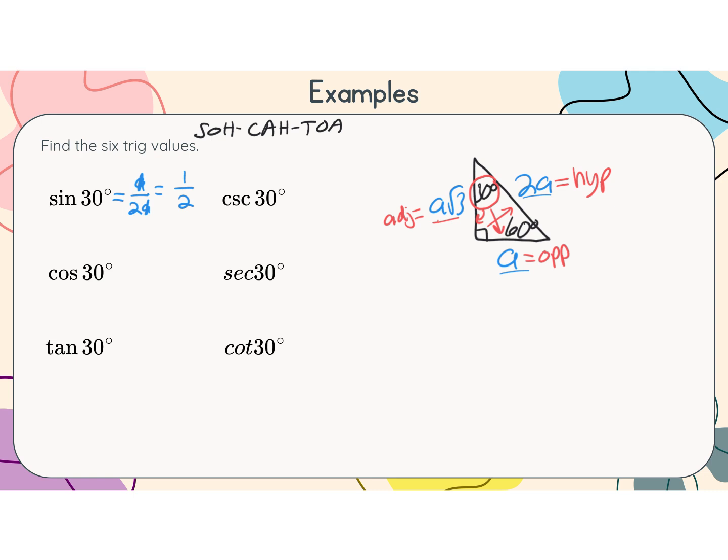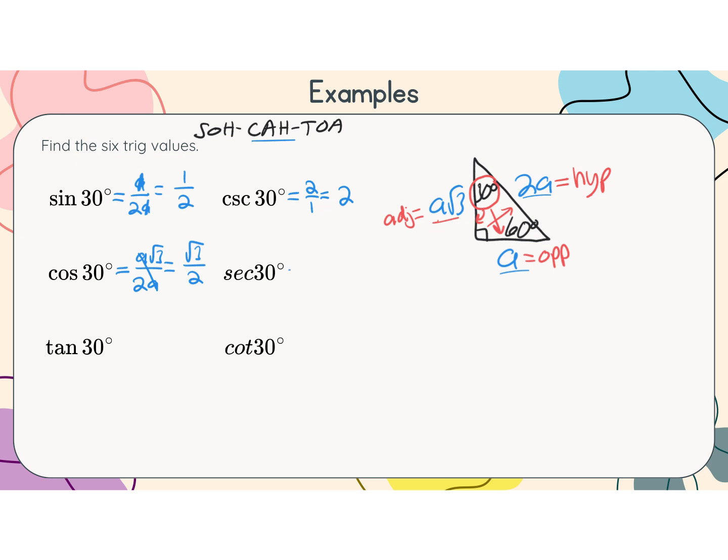Very simply now, to find cosecant, all we have to do is flip it. This is now going to become 2 over 1, which is just 2. We can do the same thing with cosine, right? So, SOH CAH TOA, I know that cosine is the adjacent over the hypotenuse. The adjacent is a square root of 3 over the hypotenuse, which is 2a. Again, what cancels here is always going to be the a's, so you're left with square root of 3 over 2. So that means cosine of 30 is the square root of 3 over 2.